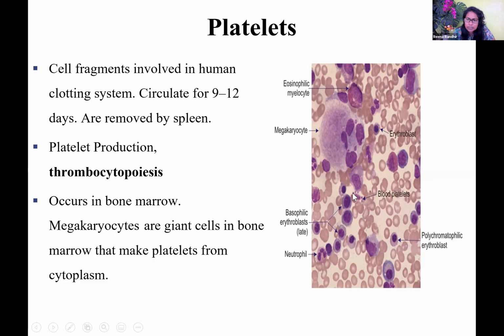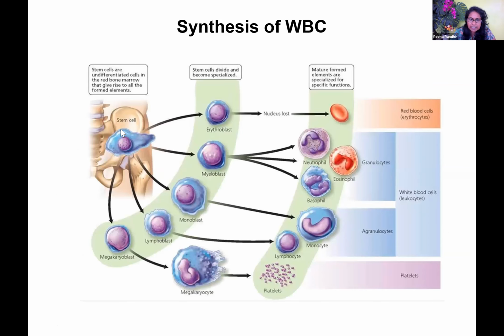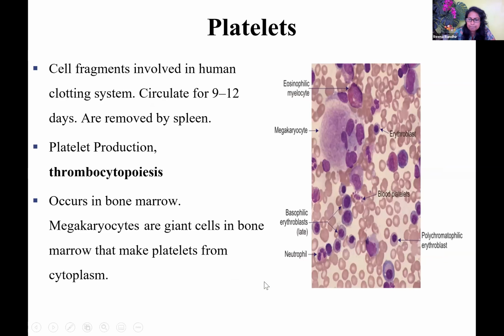So here we have a megakaryocyte that's going to make all these blood platelets. They're always found in blood and they trigger blood clotting. The formation of platelets is called thrombocytopoiesis. Megakaryocytes are the giant cells found in the bone marrow that differentiate to make the platelets. So here's the lineage. Megakaryoblast undergoes a series of differentiation, and then it actually bursts to form all these platelets. You can actually see them in the histology, in the slide of a blood smear.